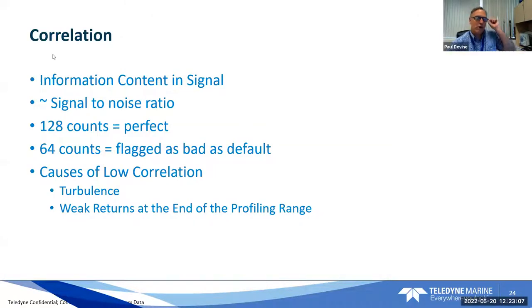So again, correlation is the information content, and it's a measurement of the signal to noise ratio of the information signal to noise. And 128 counts is perfect, and 64 counts we would normally flag as bad. Your correlation can reduce if you have exceedingly large turbulence, if you have more mixing within the acoustic sample volume, you'll see a decrease in the correlation. And then as you get towards the end of the range of your ADCP, where you've got less signal strength, where your echo intensity is low, the Doppler processing, the correlation will decrease as you run out of signal at the end of your range.